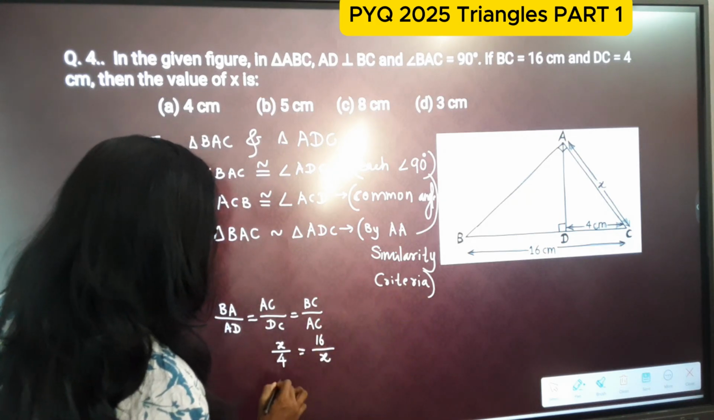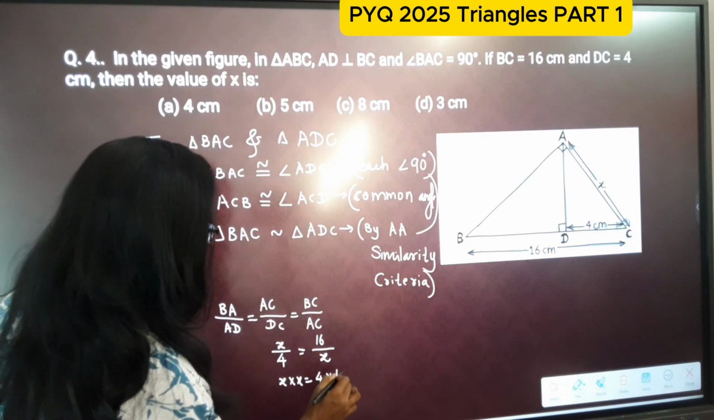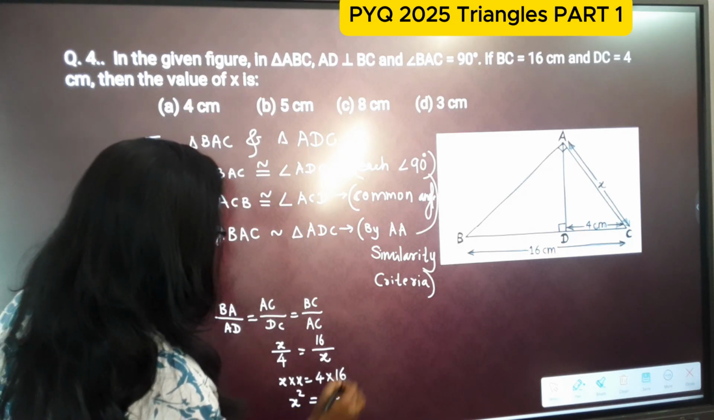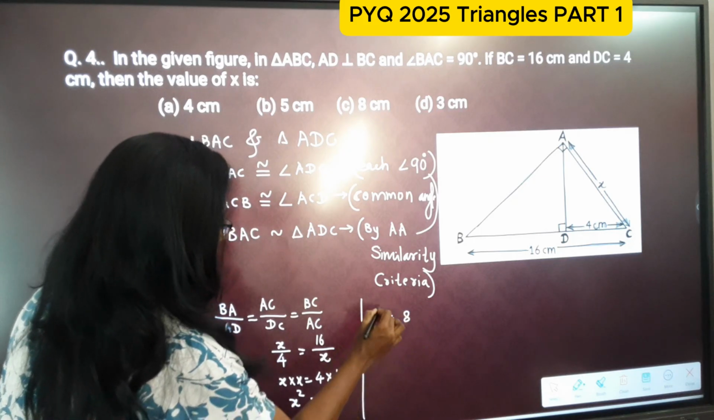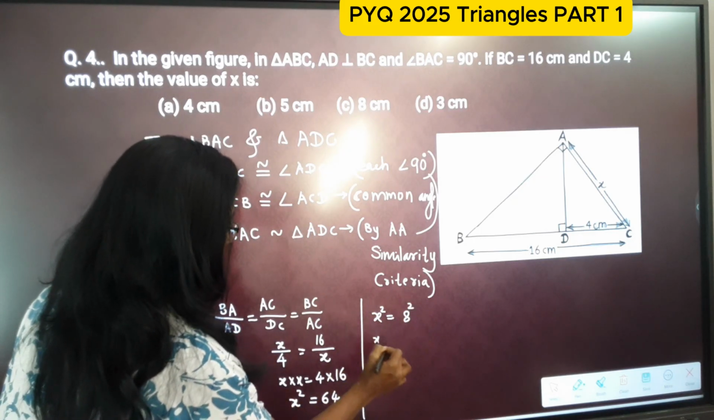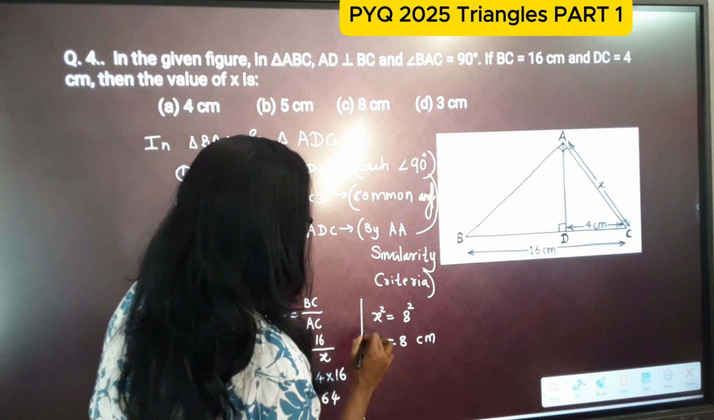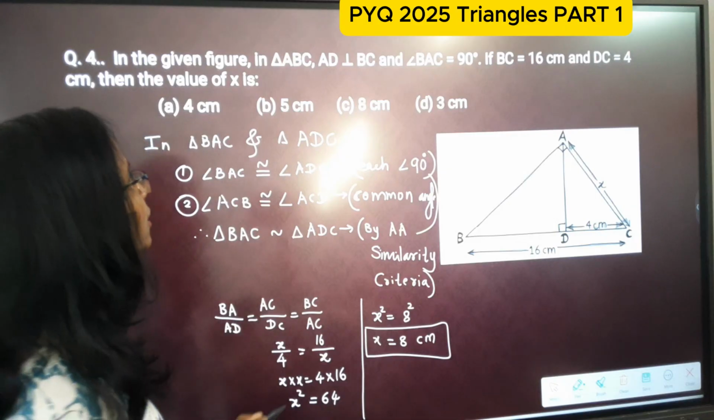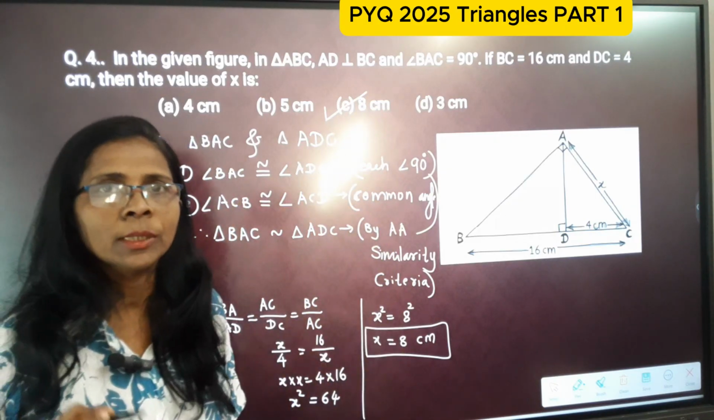Now cross multiply: X multiplied by X is equal to 4 multiplied by 16. So X square is equal to 64, and that means X is equal to 8 centimeter. So now students, the correct option is C, 8 centimeter.